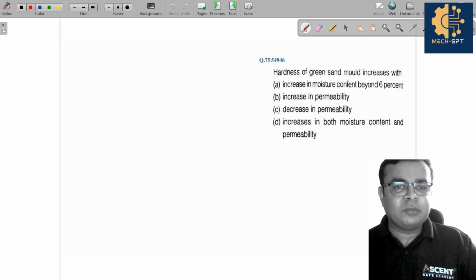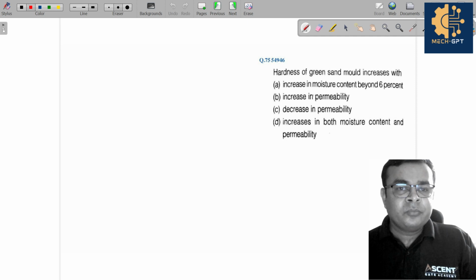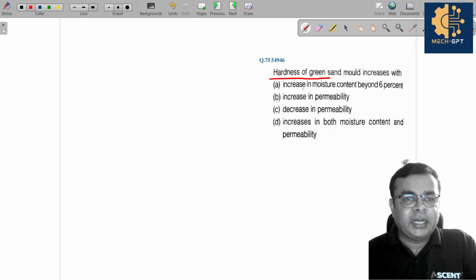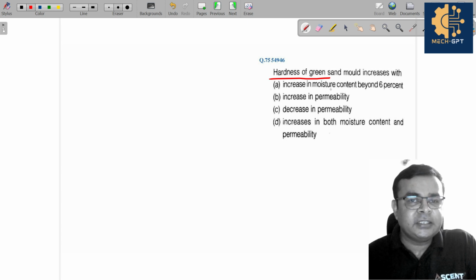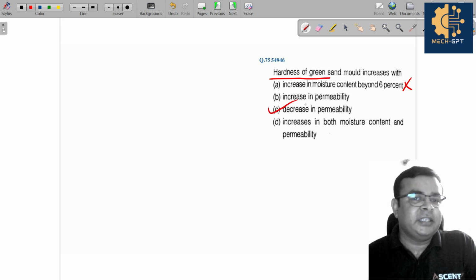Okay. So the hardness of the green sand mold increases with increase in moisture content beyond 6%: increase in permeability, decrease in permeability, or increase in both moisture content and permeability. So listen, the hardness of the mold sand increases with the increase in moisture content beyond 6%. This is a wrong answer. Decrease in the permeability is the right answer.